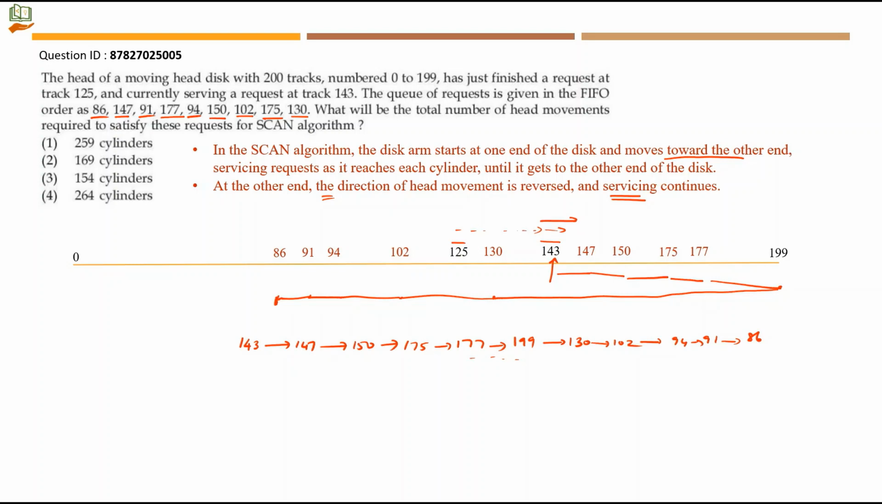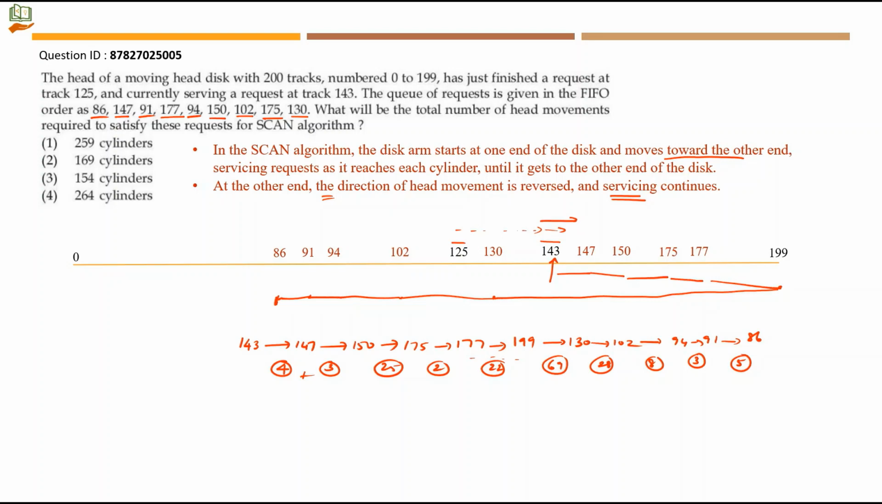So let's calculate the differences. 147 minus 143 is 4. The difference between 150 and 147 is 3. Then 175 and 150 is 25. Then 177 and 175, the difference is 2. 199 minus 177, the difference is 22. 130 and 199, the difference is 69. 102 and 130 it is 28. 94 to 102 it is 8, then the difference is 3 here, then it is 5 here.